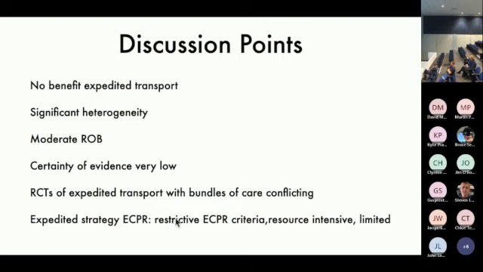And then the expedited strategy of eCPR that currently exists has restrictive criteria. So if you were to employ an expedited process, the criteria currently are quite restrictive, so it's a low number. We estimate the number of patients who meet criteria by the time they get to hospital is probably between 4 and 11% of refractory arrest. Resource intensive, obviously costs money, a lot of training involved to do it. And then it's limited. eCPR is limited to a handful of cities and a handful of hospitals at the moment.